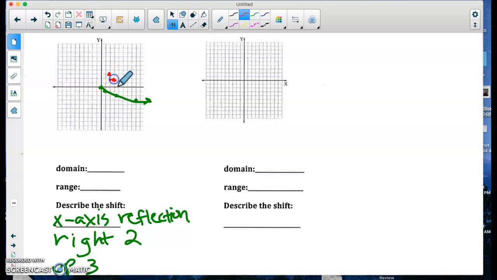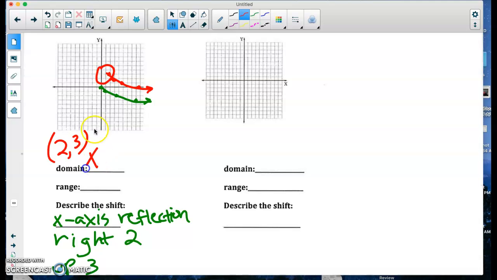Hopefully your guys' graph looks way better than mine. Right 2, up 3. Oh my gosh, this looks terrible. Sorry, guys. Okay, so hopefully you guys have a graph like this, and again, we connect it. Arrow goes this way. All right, now here's where our domain is a bit intense. This starting point here, because of the right 2 up 3, it is now at 2, 3.